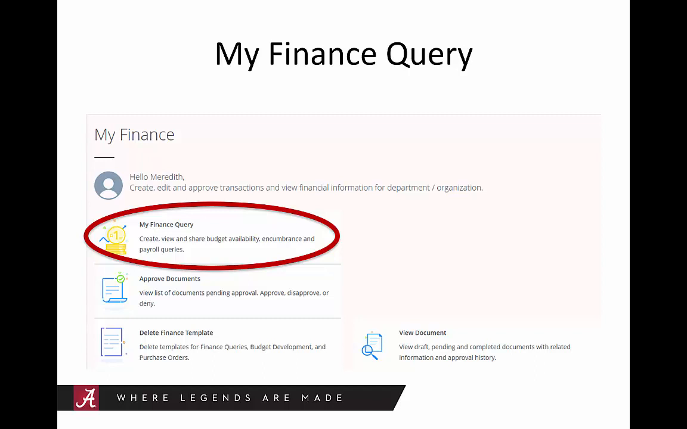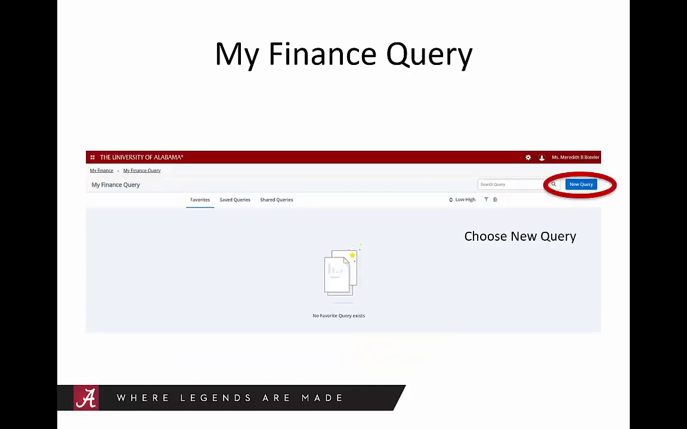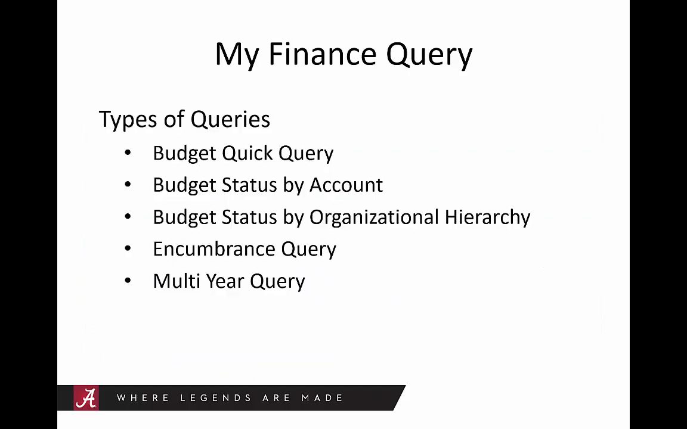Let's take a look at My Finance Query. Choose New Query in the top right-hand corner. There are 5 types of queries in My Finance Query: Budget Quick Query, Budget Status by Account, Budget Status by Organizational Hierarchy, Encumbrance Query, and Multi-Year Query. Let's review each type.